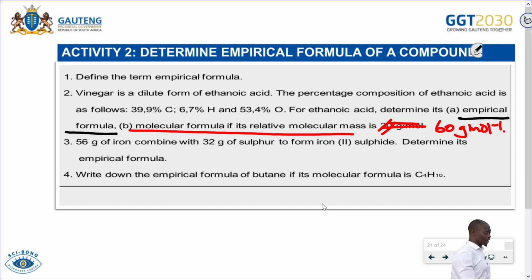But the first question they want us to do is to define the empirical formula. So the empirical formula shows the simplest whole number ratio of atoms present in a compound. Then number 2, they want us to find the empirical formula of ethanoic acid and also the molecular formula of ethanoic acid, given the molecular mass of ethanoic acid as 60 grams per mole. So let's focus on number 2 now.